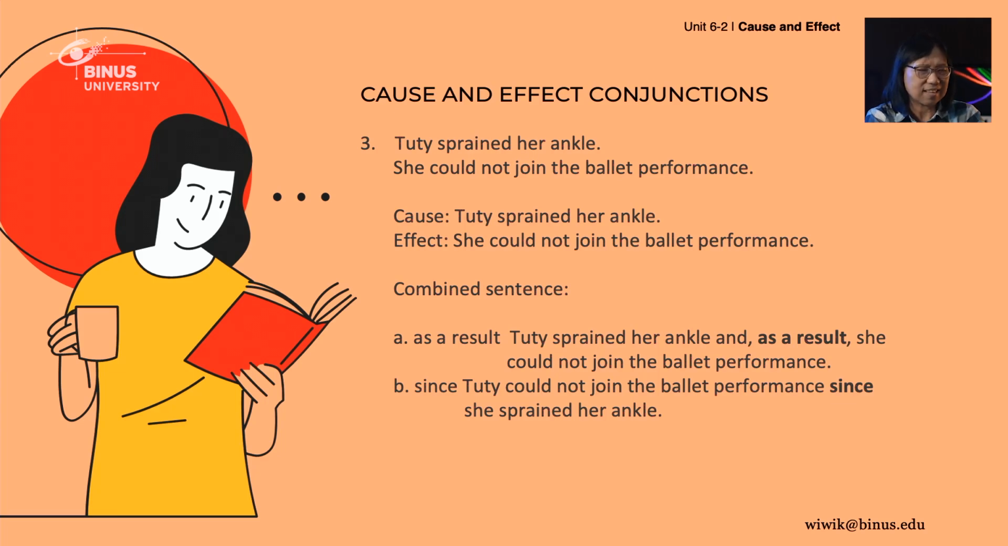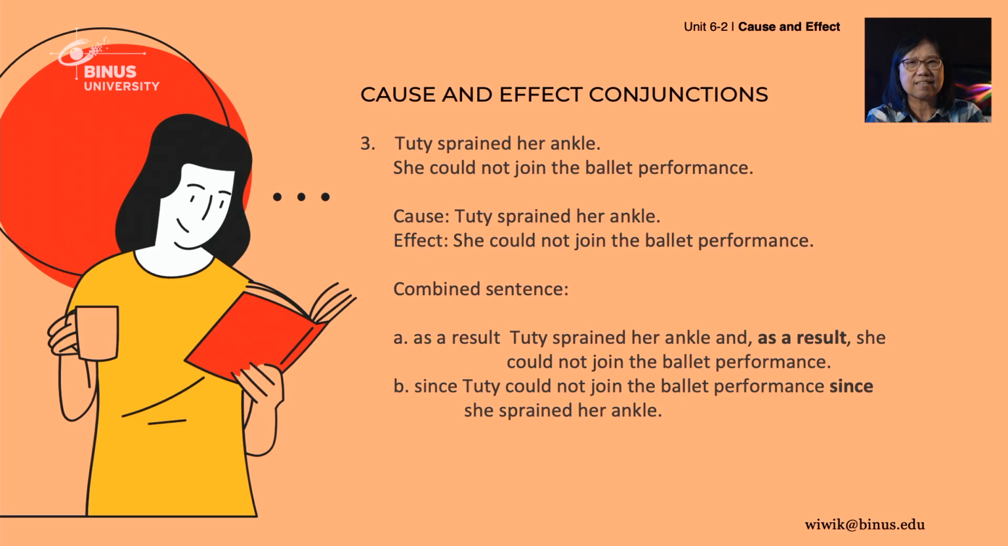Yes, you're right. So Tuti sprained her ankle is the cause. She could not join the ballet performance is the effect. And if you combine the two sentences using as a result, your sentence will be Tuti sprained her ankle and as a result, she could not join the ballet performance. If you use since, your sentence will become Tuti could not join the ballet performance since she sprained her ankle.